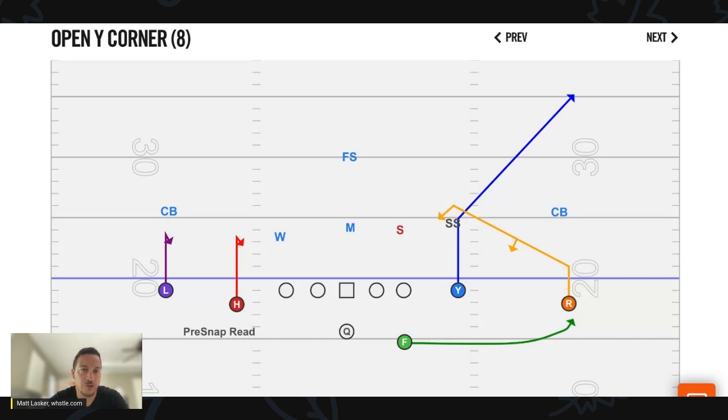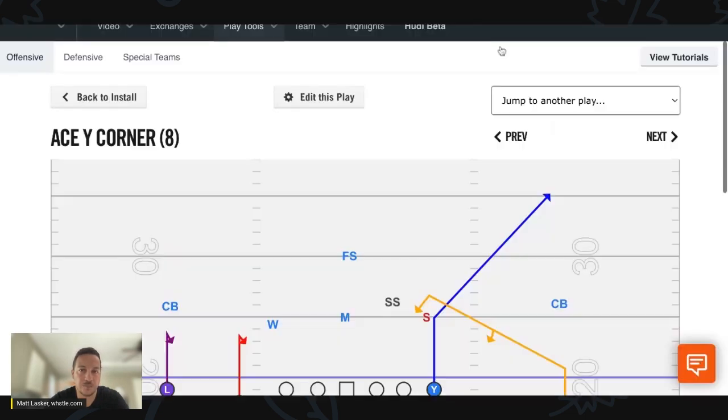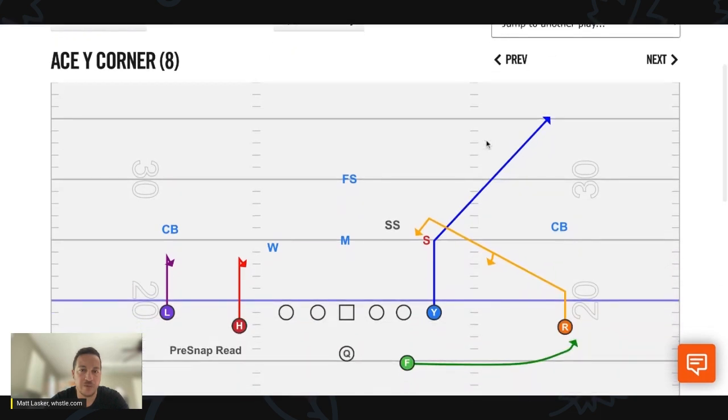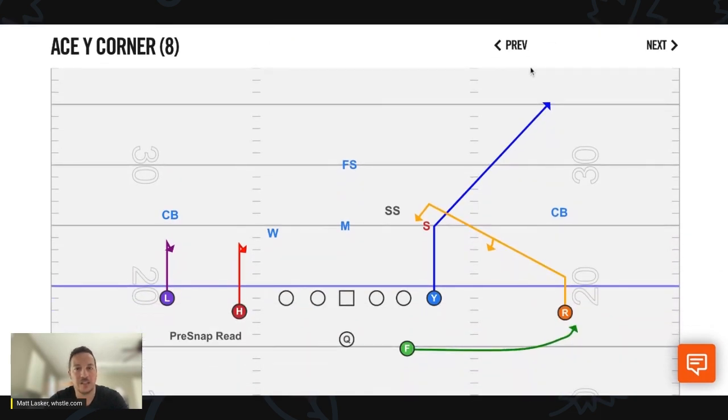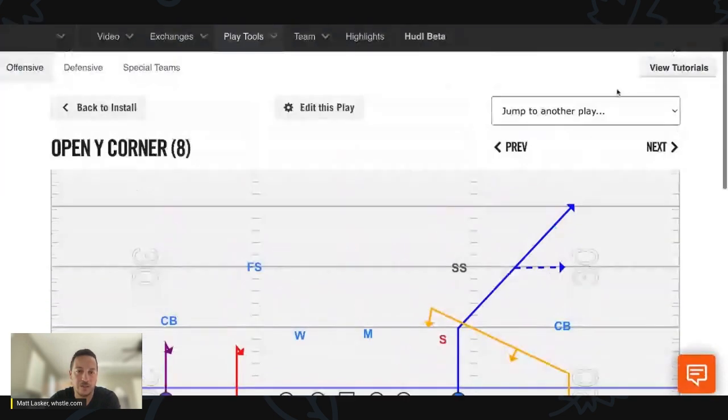Now I'm going to take you through the different ways we run corner quickly. All the rules will stay the same. Okay, so here we are in open. Now I just want to show you quickly ace with our tight end attached, as any level will dictate. The more that Y is kind of hidden, the more sneaky that can be, and we'll show you some clips of that. So that's ace with the tight end attached. Here's open.